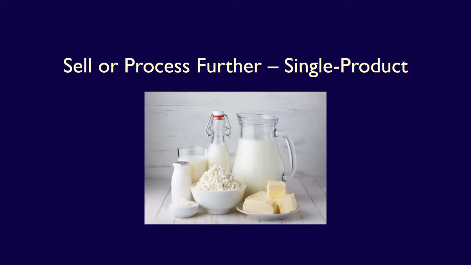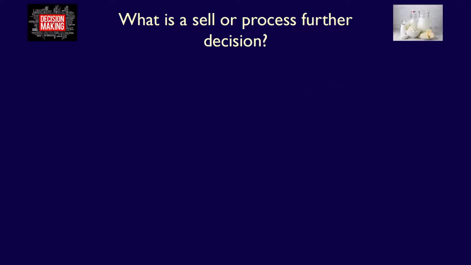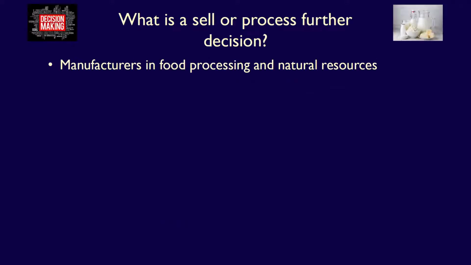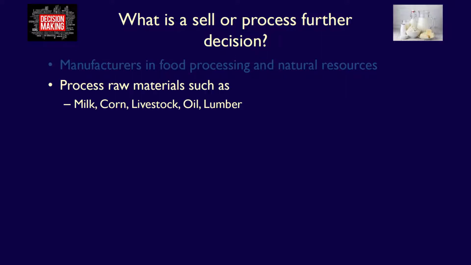In this video, we're going to address the decision of whether to sell or process further. What is a sell or process further decision? Some manufacturers, particularly those involved in food processing and natural resources, have to make a sell or process further decision. Often these manufacturers process raw materials, things like milk, corn, oil, livestock, or lumber.